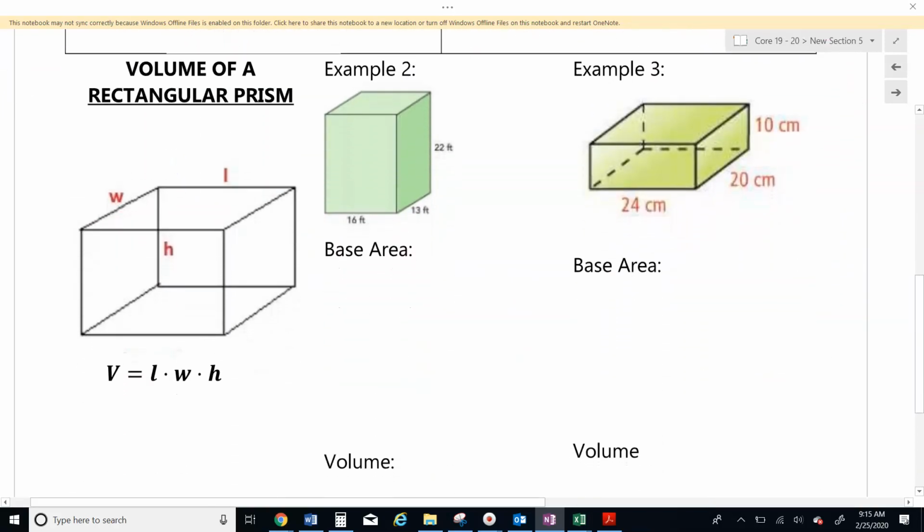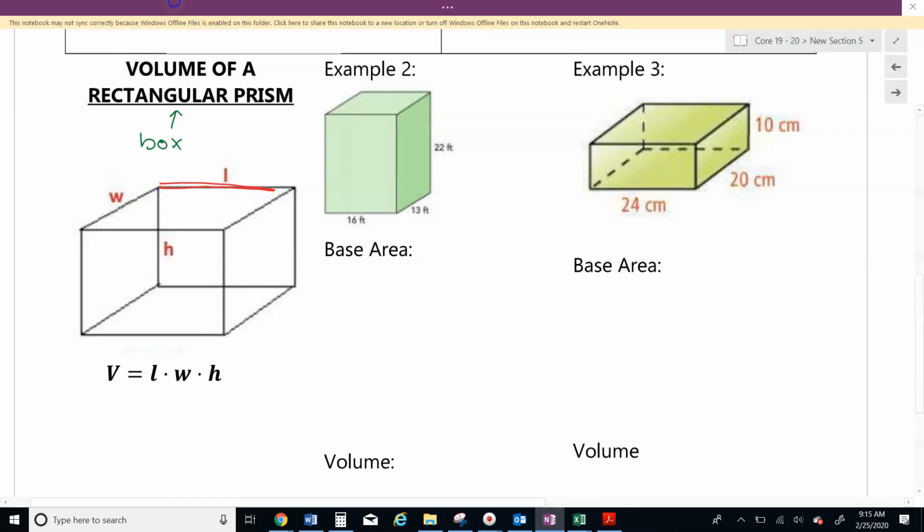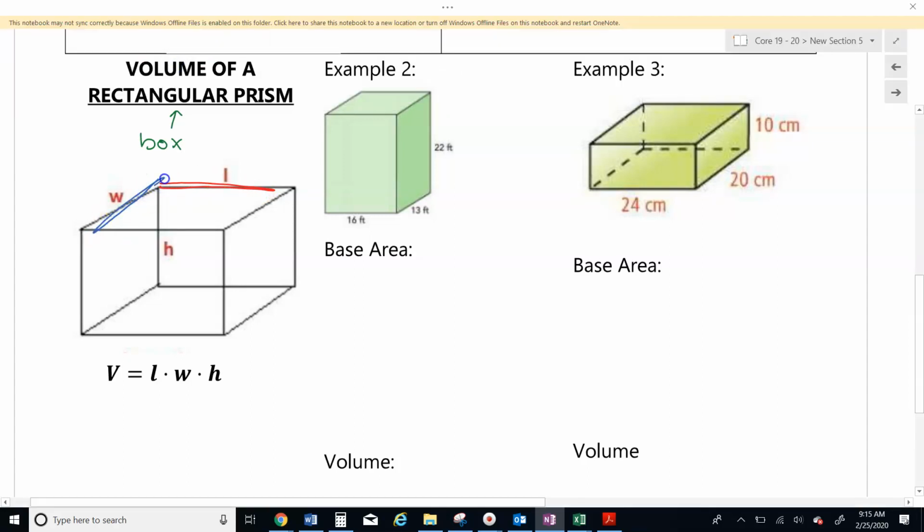So volume of a rectangular prism. A rectangular prism is just a fancy name for a box. Okay, so it's a box. It's the math name for a box. So the volume is length times width times height. So I have my length, my width, and then the height is going up and down here, all right?